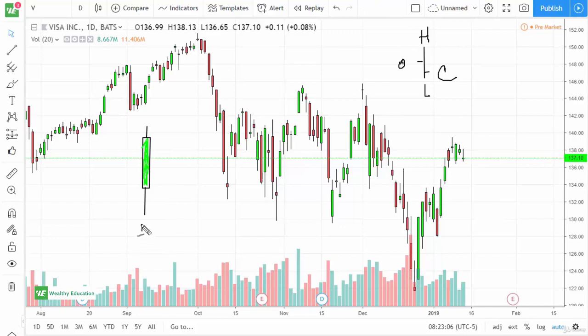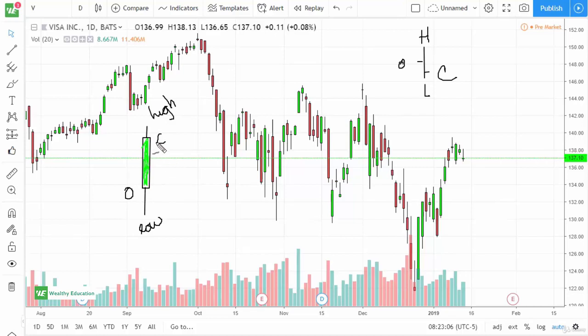We know that just like the bar chart, there's your low. That's the low of the session. This is the high. That doesn't change. But what does change is this is the body of the candle. And this is the range in which the market opened and closed. This is your open, and that's your close.